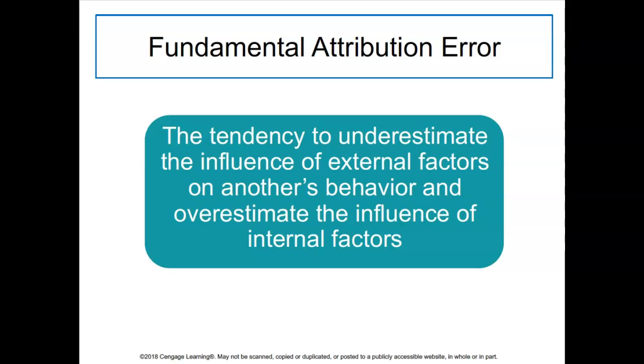Fundamental attribution error, the tendency to underestimate the influence of external factors on another's behavior and overestimate the influence of internal factors. So this error happens when you say, it is someone's fault that something happened. It must be something internal, and really discounting the external factors that may influence that person's behavior that might be, in some cases, more important than the internal processes.